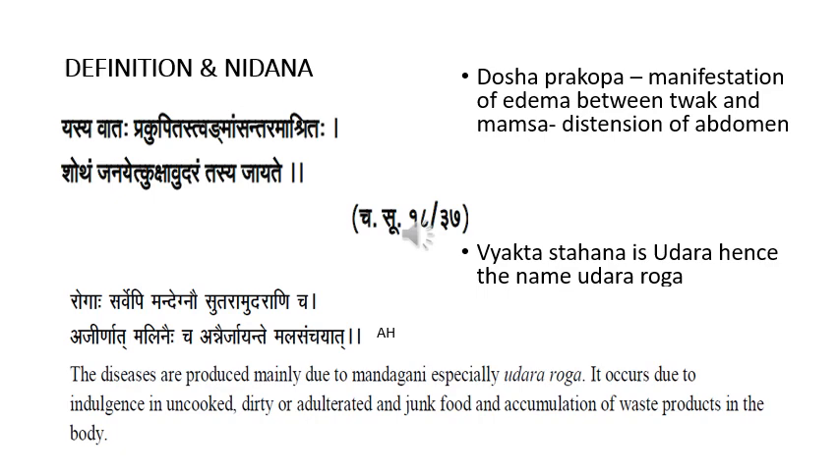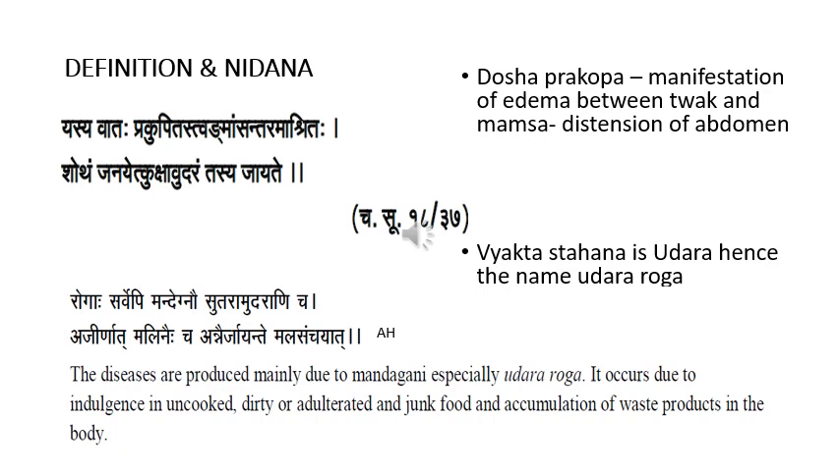Also, in Ashtanga it is mentioned that Roga sarve api mandagno sutara mudaranicha. Roga sarve api mandagno, so almost all rogas are manifested due to mandagni. Sutara mudaranicha, especially Udara. That is what I told in the previous slide. In Udara there is constant malasanchaya and Agnidushti going on. So it is important among all those diseases which occur due to mandagni.